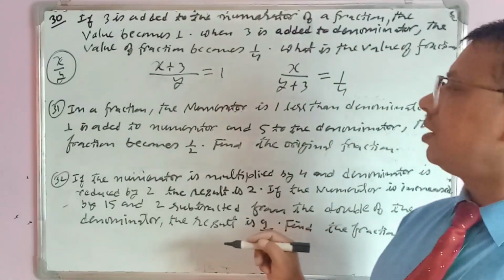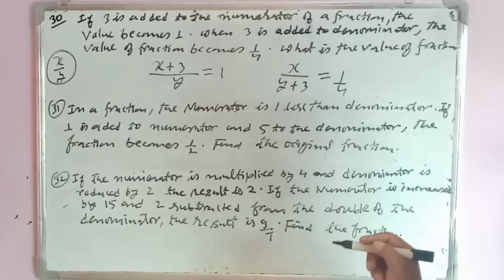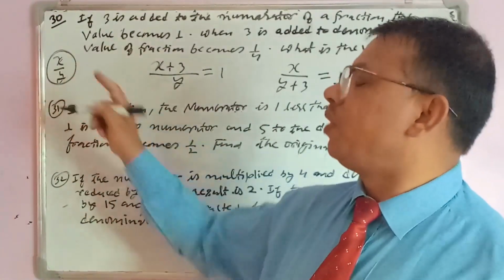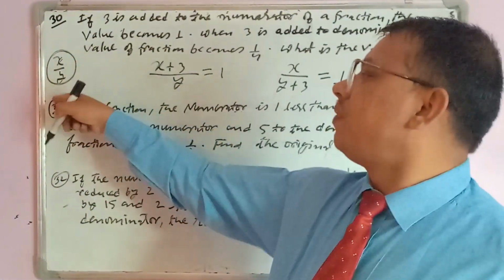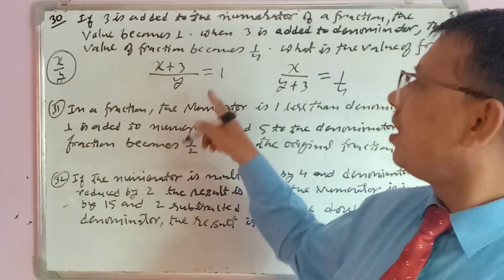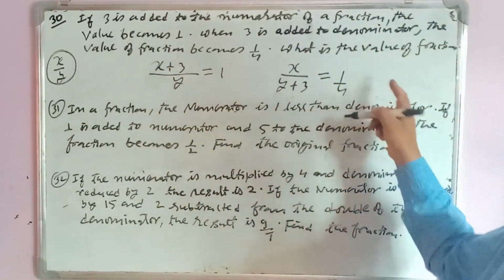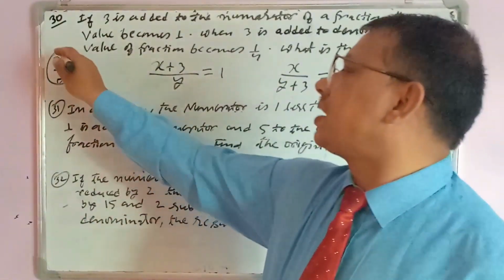You can solve yourself and you get the value of x and y. After getting the value of x and y, you have to put the values of x and y in the fraction x by y. Suppose x is 5 and y is 7, then the required fraction x by y means 5 by 7, like that. I don't know what you will get. Solve yourself, you will get values of x and y.